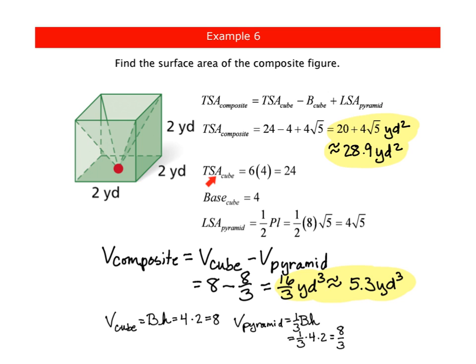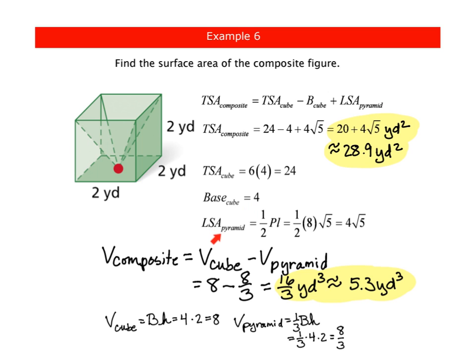The total surface area of my cube is 6 times 4. Now, there are 6 sides of my cube, 4 around the outside, 1 on the top, 1 on the bottom. So each of the faces is 4, 2 times 2, they're squares. So 6 times 4 is 24. And the area of one of my bases of the cube is 4.